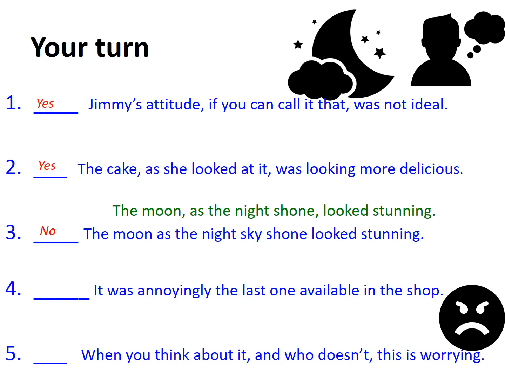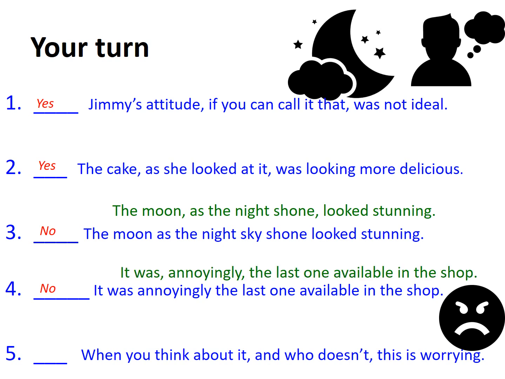It was annoyingly the last one available in the shop. Now this is something that we could casually write, but it's incorrect. We should have written instead, it was, annoyingly, the last one available in the shop. Annoyingly, that adverb is being emphasised with its emotion as an interrupter between 2 commas, because that's what we always do with interrupters. We sandwich them between 2 commas.